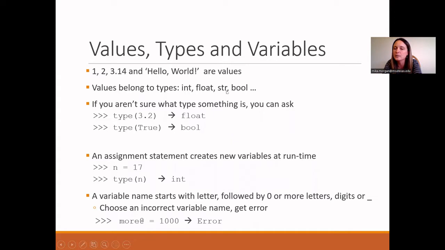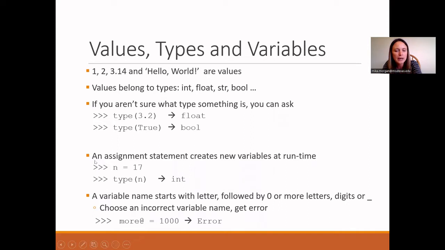String, we've already talked about, that could be a character, a word, a sentence. Bool is short for Boolean. That is a true or false value. And we'll talk about those more tomorrow. It is kind of neat that Python has this built-in command where you can say, what is the type of this data? And it will tell you, what is the type of a number with a decimal? Well, that's a float. What is the type of a true or false value? That's a bool. That's short for Boolean.